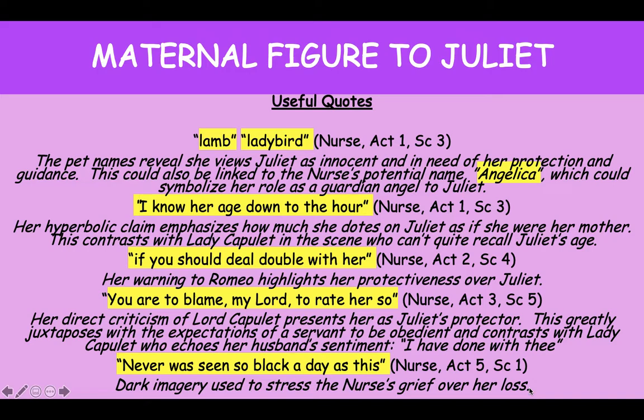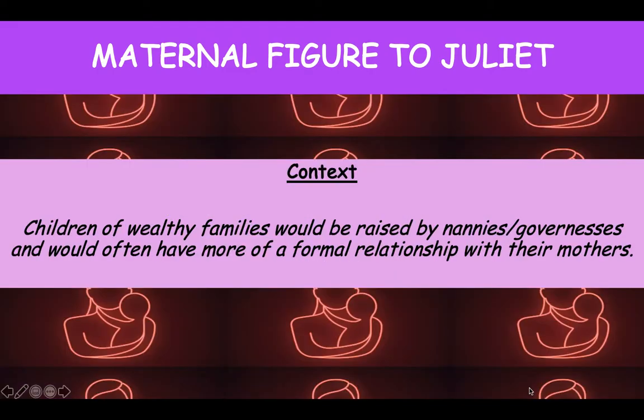And then when the nurse thinks she has found Juliet's dead body, of course the audience know different, that this is a fake death. She says, never was seen so black a day as this. So this dark imagery is used to stress the nurse's grief over her loss, as if she has lost her own daughter. You might go on there to say that this is dramatic irony. We know what's happened more than the nurse, and that indicates actually that her relationship isn't as close at this point as it was at the beginning of the play when Juliet told the nurse everything.